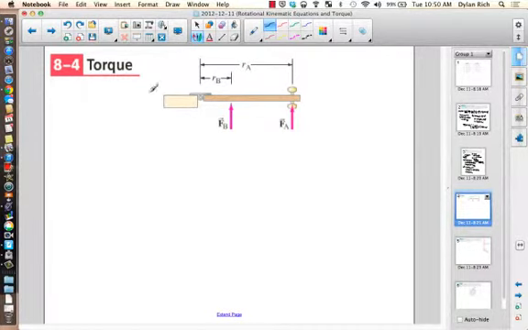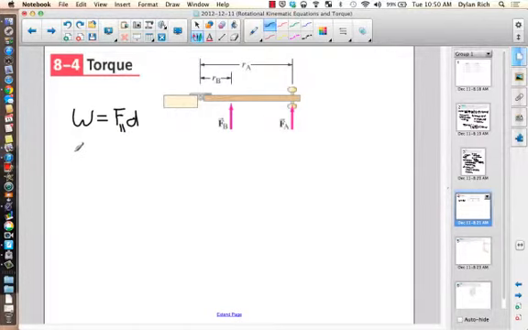Okay. Torque. Do you recall what the equation for work is? Force times distance. Yes, force times displacement. But the force has to be parallel to the displacement. It has to be parallel. Okay.